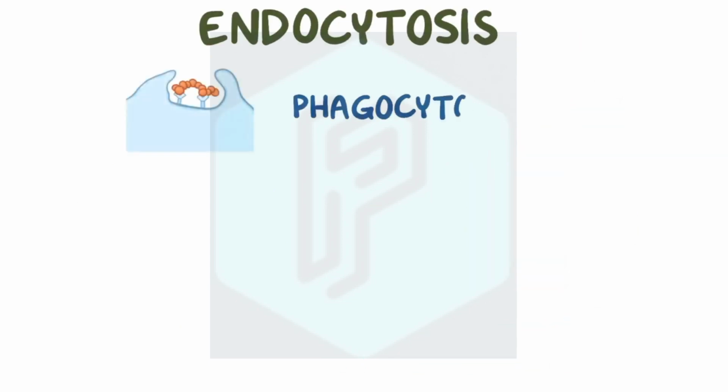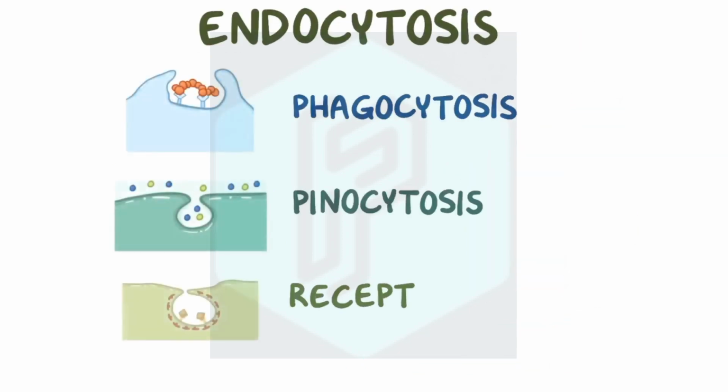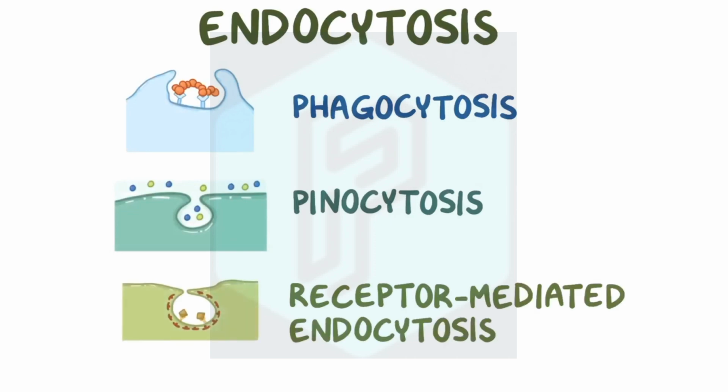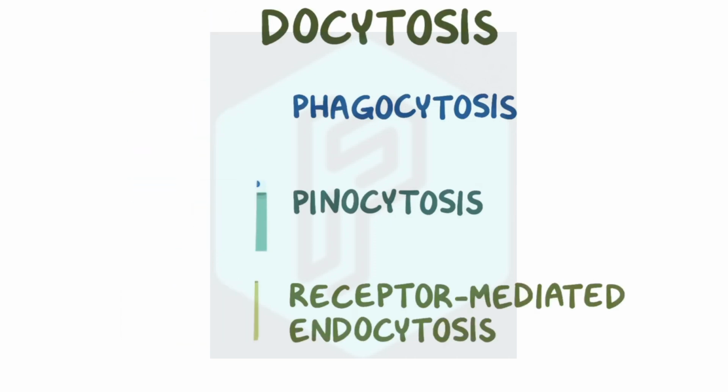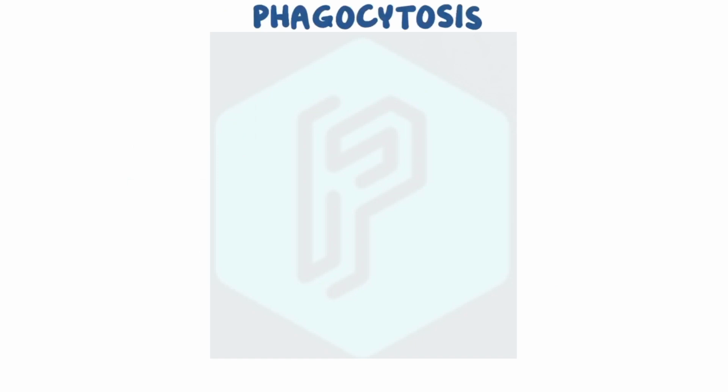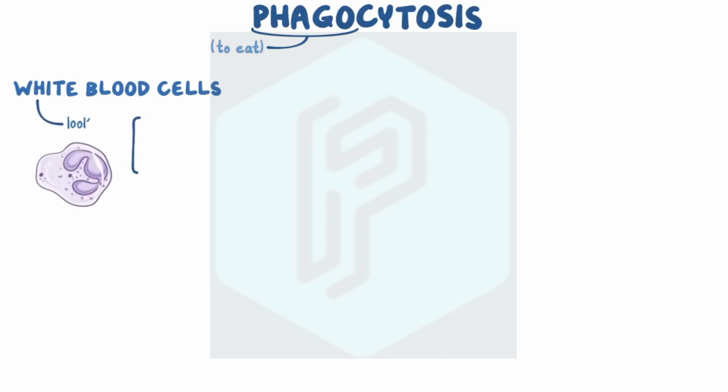There are 3 types of endocytosis: phagocytosis, pinocytosis, and receptor-mediated endocytosis. Phagocytosis, where phago means to eat, is used by white blood cells like macrophages and neutrophils, which patrol the body looking for debris, bacteria, and dead cells to eat.